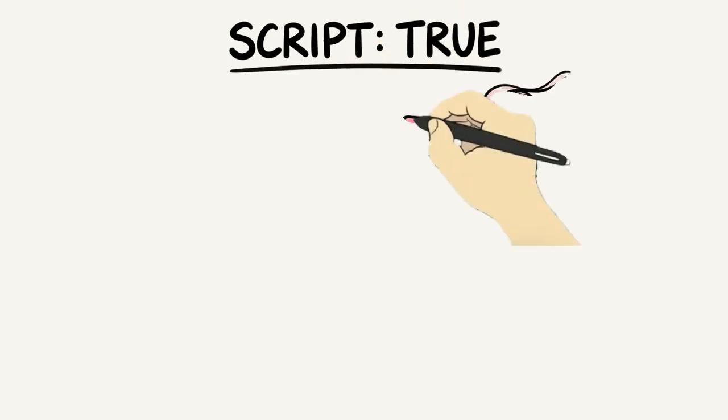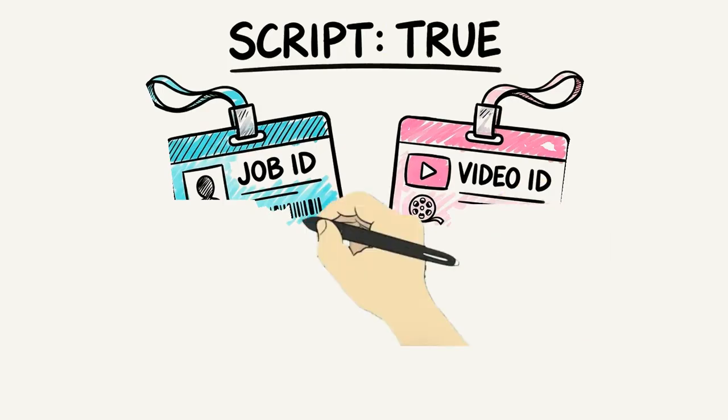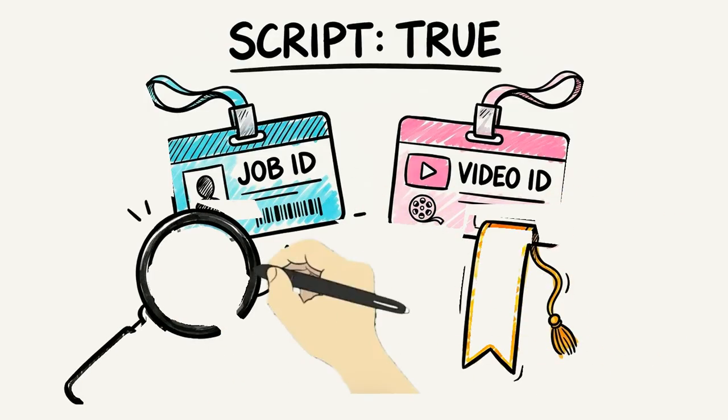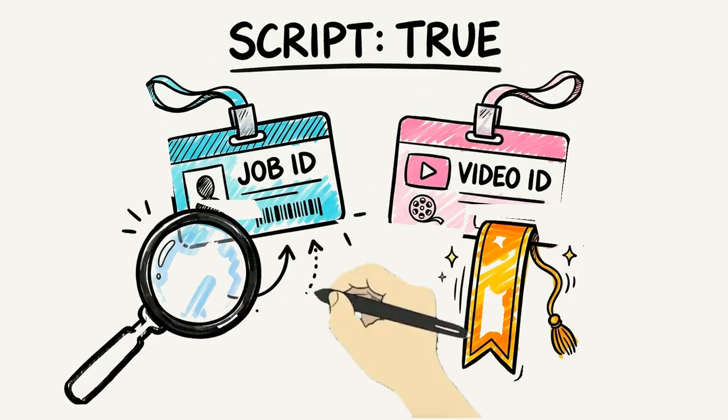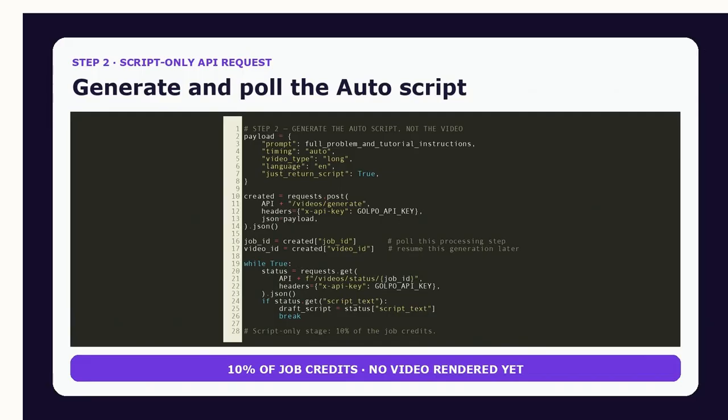Under the hood, the first request sets timing to auto and just return script to true. Golpo returns two identifiers. The job ID is used to poll this processing step. The video ID identifies the generation record that we will resume later. When script text appears, save the draft and both identifiers together.